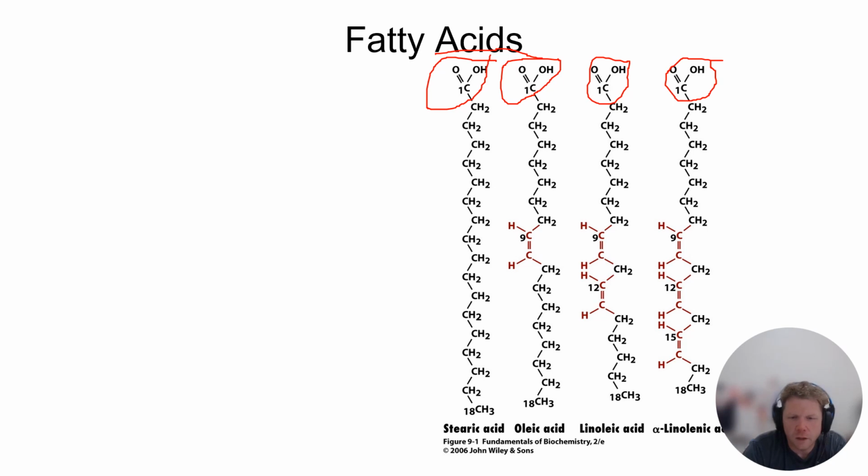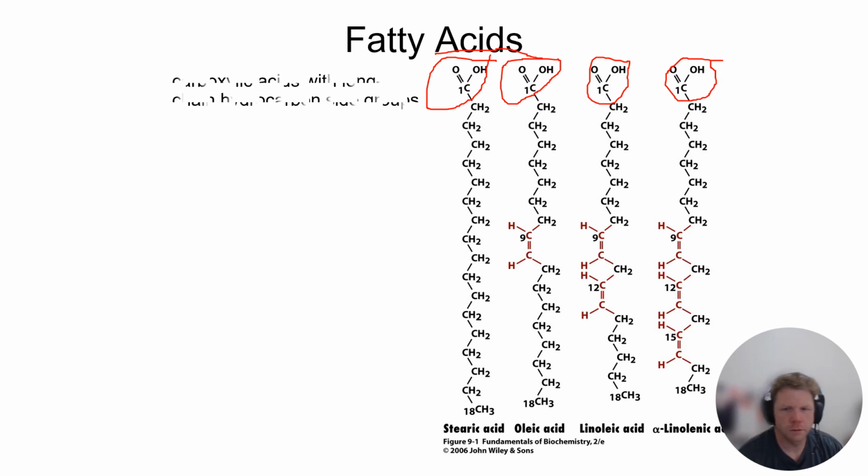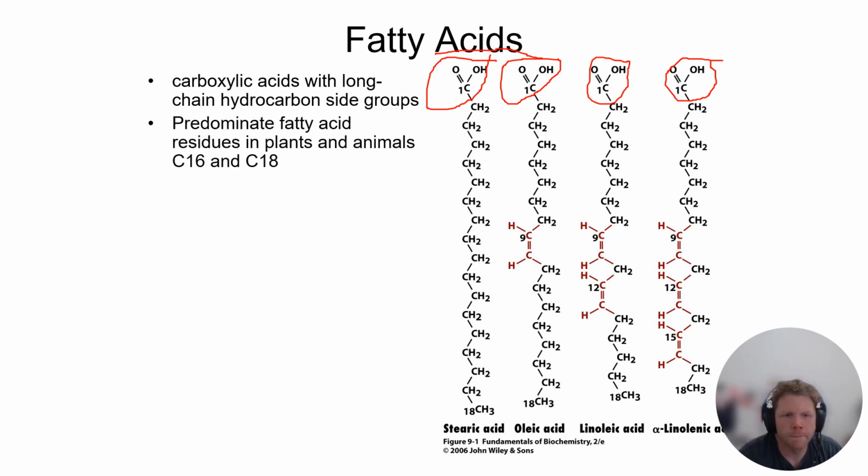Now, what we've got here are a total of 4 different acids. There's stearic, oleic, and linoleic, and alpha-linolenic acid. When you look at these different acids, it's important to recognize what distinguishes them from one another. So, like I said, the carboxylic acids have a long hydrocarbon side chain. Predominant fatty acid residues in plants and animals are between 16 and 18 carbons long.